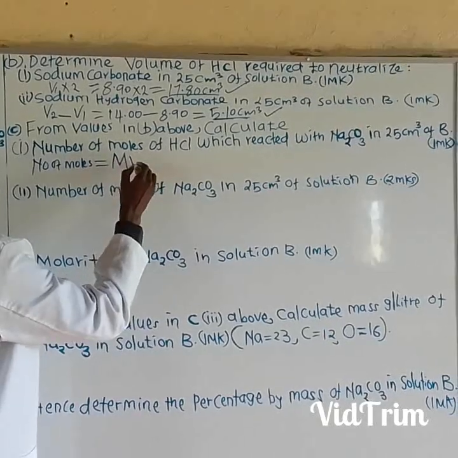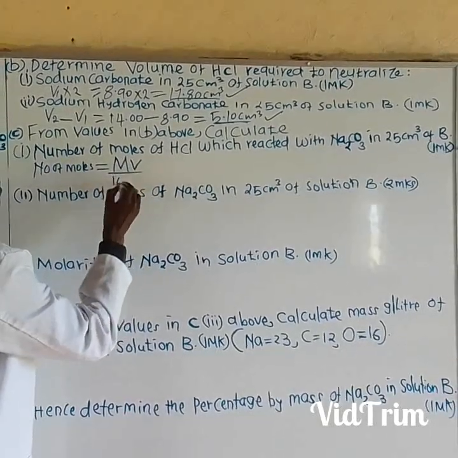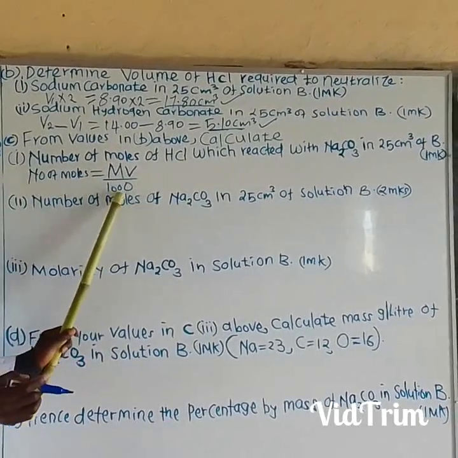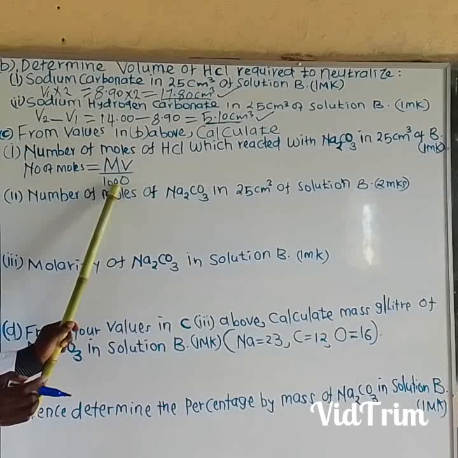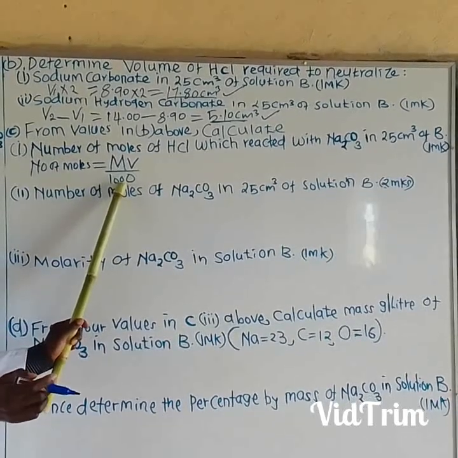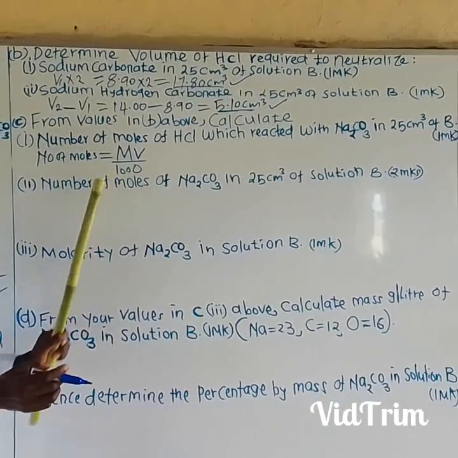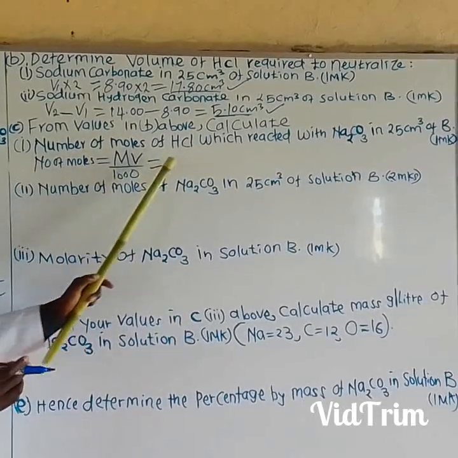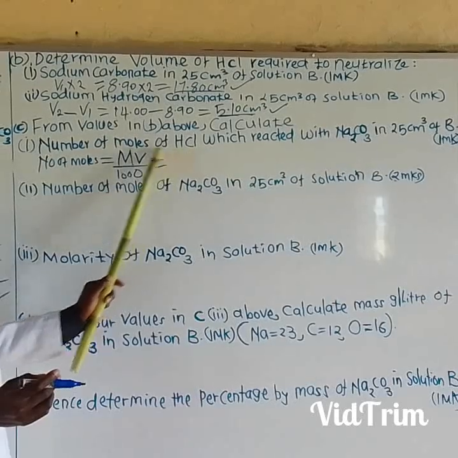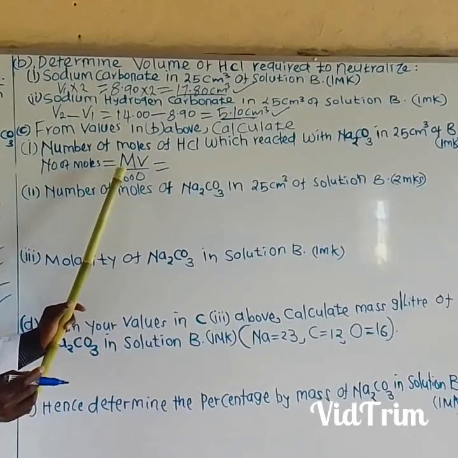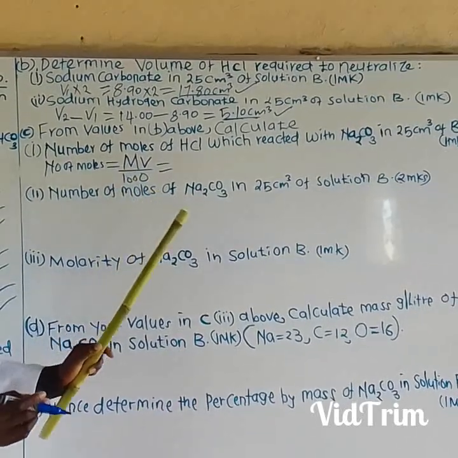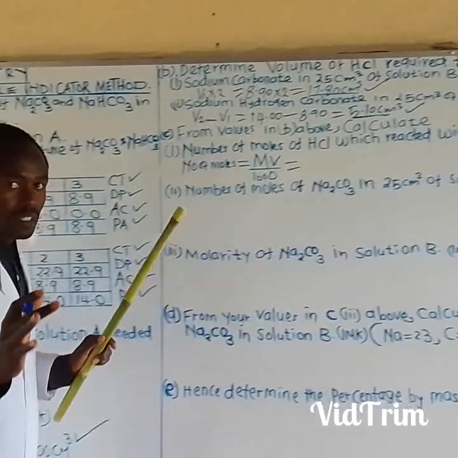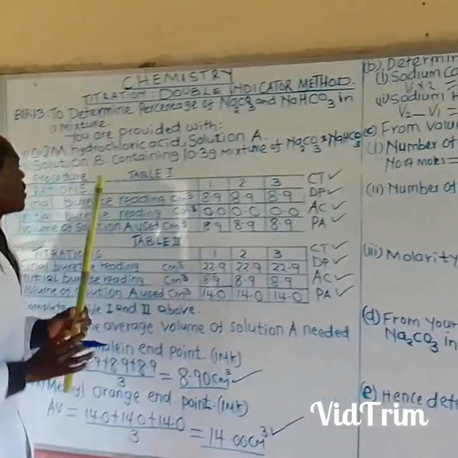Molarity times volume all over 1000, where 1000 is the volume in 1 liter. Is it okay? Good. Then we ask ourselves, what is the molarity of HCl, capital M? We go back to the information provided. Is it okay? So focus slowly, my student, and see.